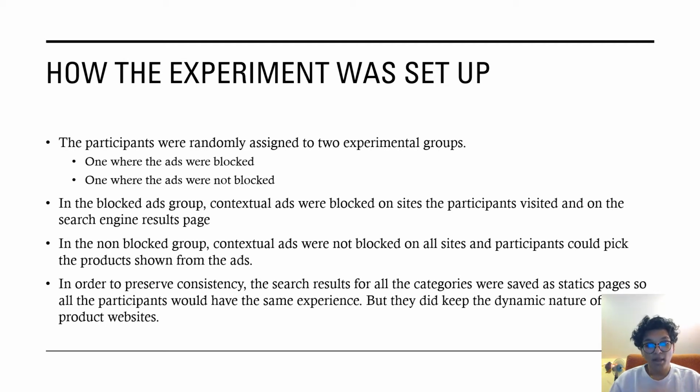In the non-ad block group, contextual ads were not blocked on all sites, and participants could pick products shown from the ads. For example, if I chose laptop, let's say an HP laptop is in one of the ad sections, a participant could click on the HP laptop shown in the ad section, because they wanted to see how many participants do this, what the results are, and what the study satisfaction is with all the results.